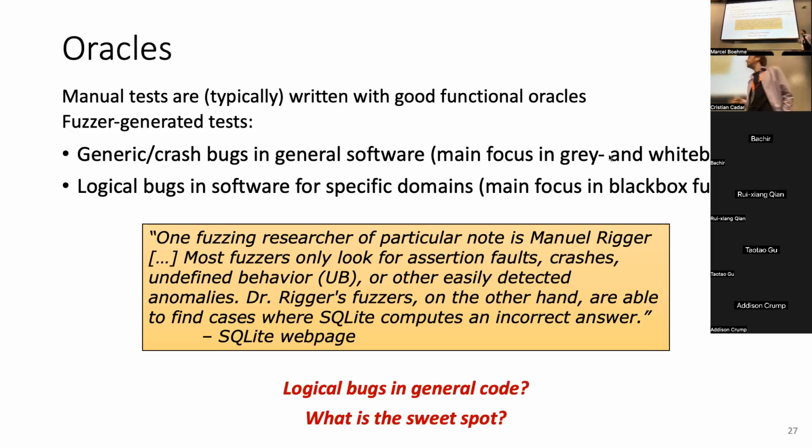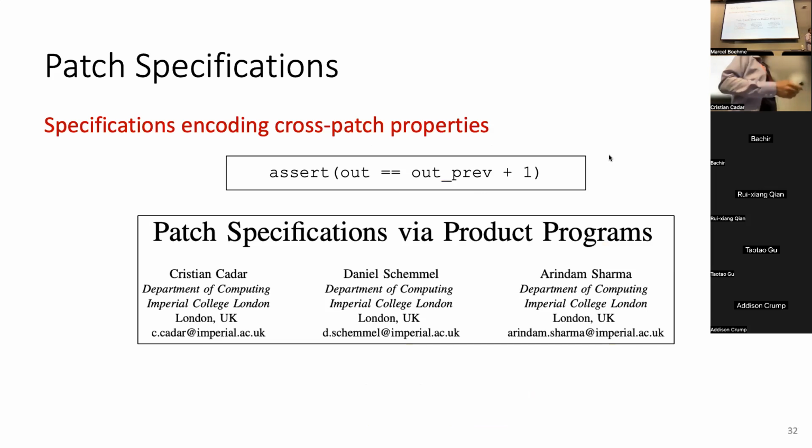And I guess the big challenge here is, how do we find logical bugs in generated code? What's the sweet spot between manual work and effectiveness, in particular? So I thought it's a good time to introduce a very recent, ongoing project in our group. We wrote this vision paper recently called Patch Specifications via Product Programs.